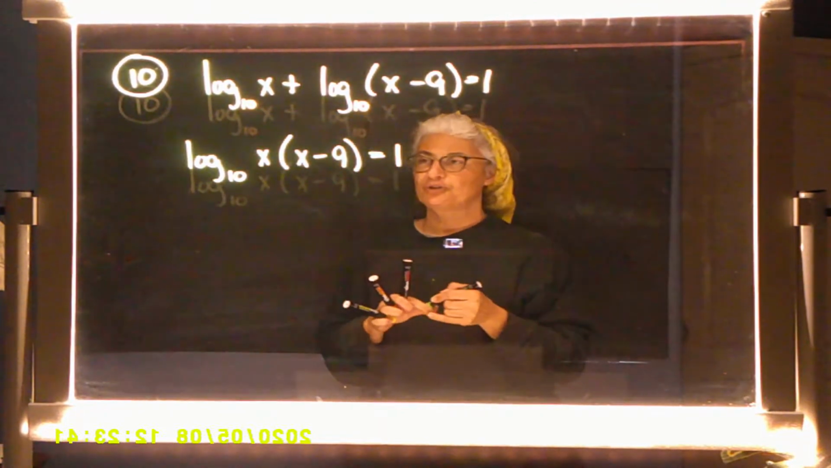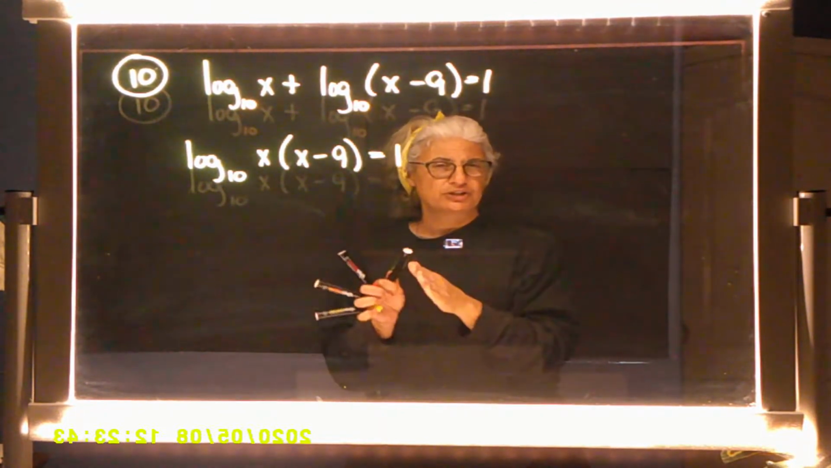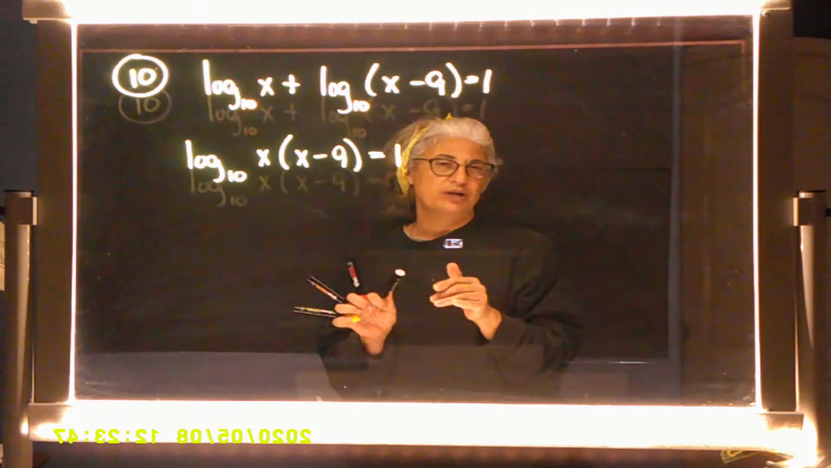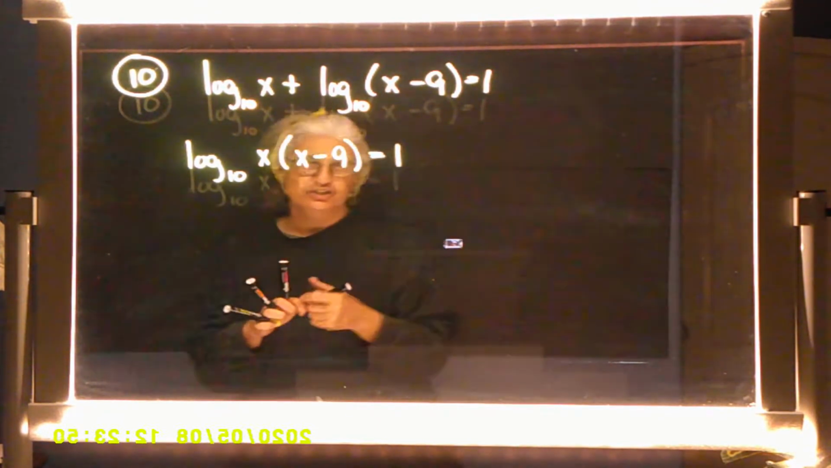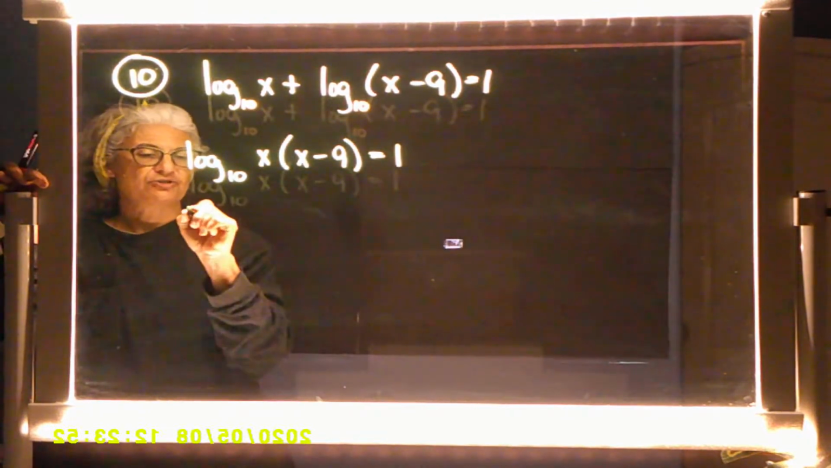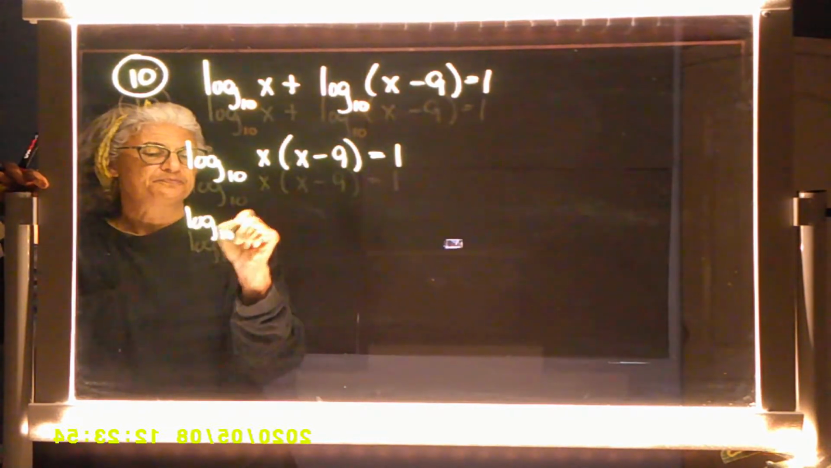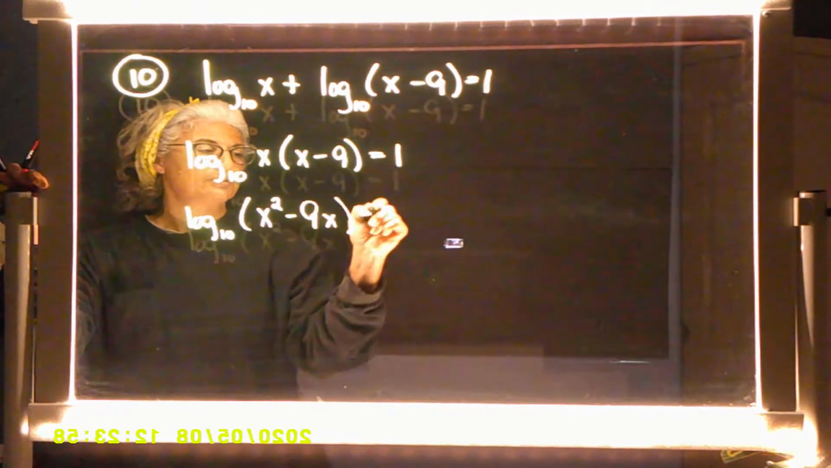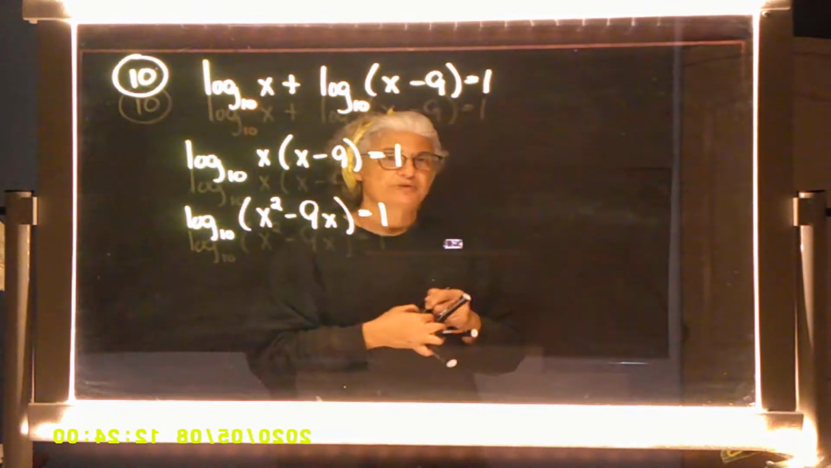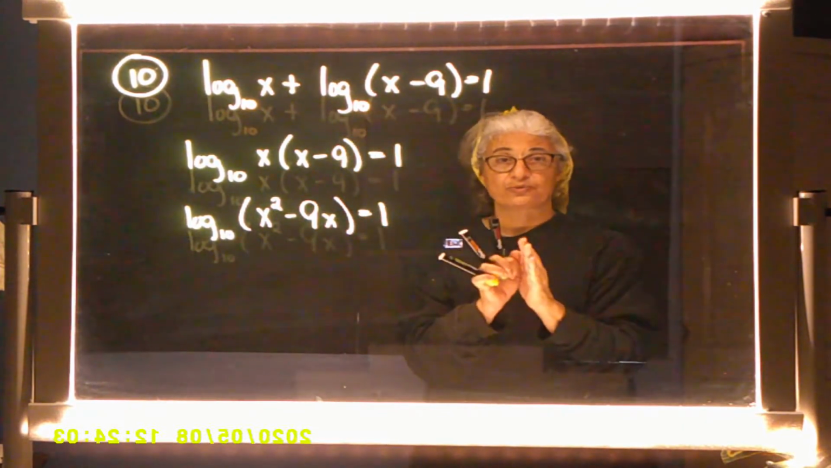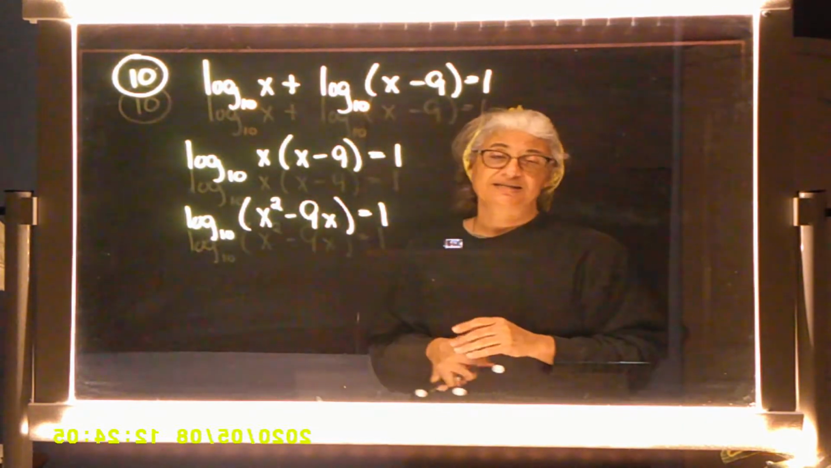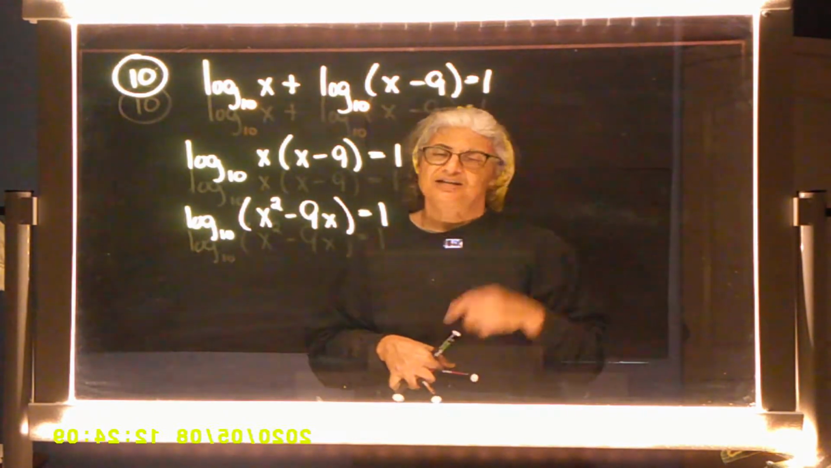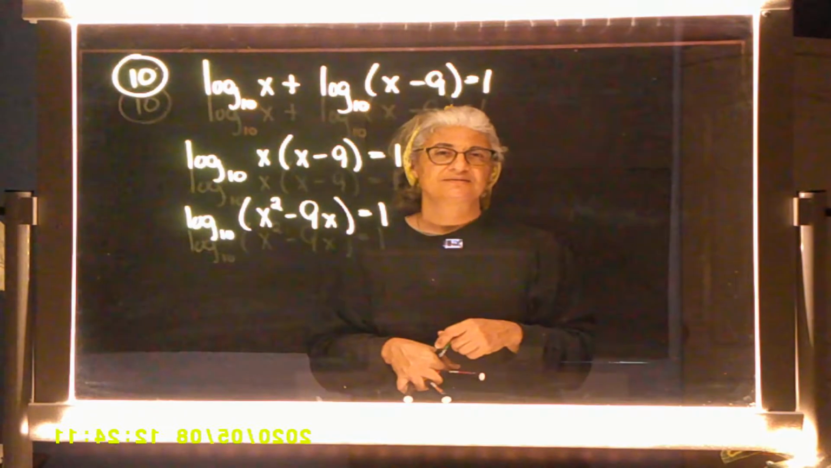Right? Good. And some of you may want to distribute first. You could do one of 2 things. Distribution is one step you could do next. So let's just do that because some of you are like, I want to distribute. So great. Let's distribute. So I have x squared minus 9x, correct? Equaling 1. Okay, so now that I have 1 log written, I'm trying to get to the x, and in my way of getting to the x is a log base 10, isn't it? So how do I get rid of a log base 10?